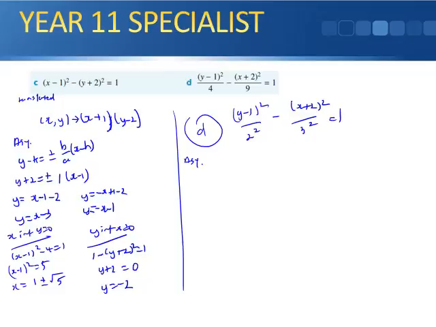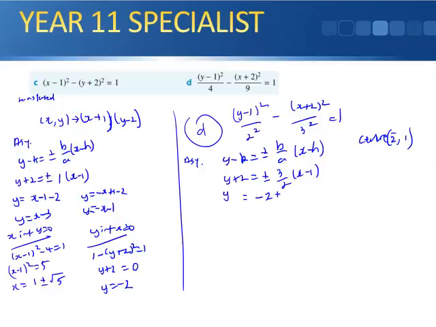So the asymptote: y minus k equals plus or minus b over a, x minus h. This one has a centre of negative 2 and 1. So I get y plus 2 equals plus or minus 3 on 2, x minus 1. So I get y equals negative 2 plus or minus 3 on 2, x minus 1 in brackets.